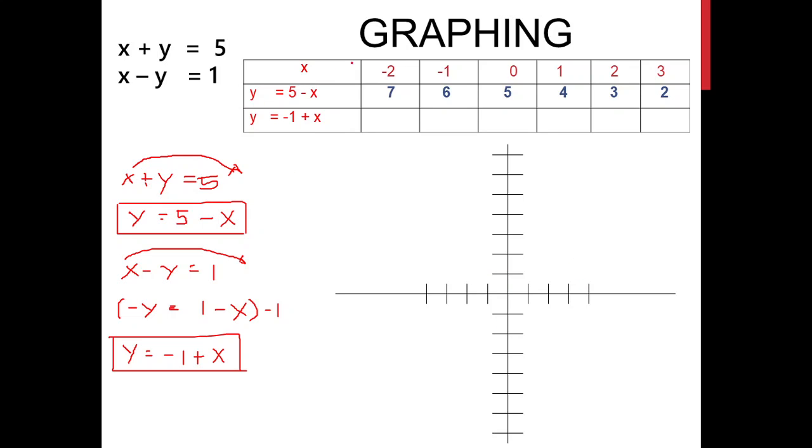Okay? So first pair, x is negative 2, y is positive 7. So, it's here. Next pair, x is negative 1, y is positive 6. Next, when x is equal to 0, y is equal to 5. So, it's here. Next, x is equal to 1, y is equal to 4. So, it's here. Next, x is equal to 2, y is equal to 3.